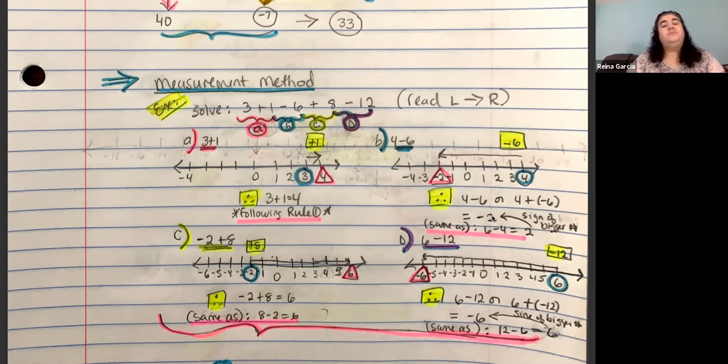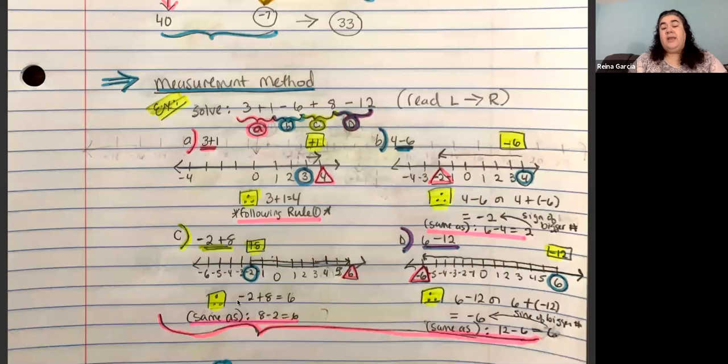So now we are at a negative 2, and we're ready to move on to part C, where we're going from the negative 2 we just landed on and adding 8. Here it is, part C, negative 2 plus 8. Again, we're starting at negative 2, moving in the positive direction, 8 units. So we're going to do that on our measurement model. Here is negative 2. Moving in the plus direction, 8 units, 1, 2, 3, 4, 5, 6, 7, 8, and that lands us at positive 6.